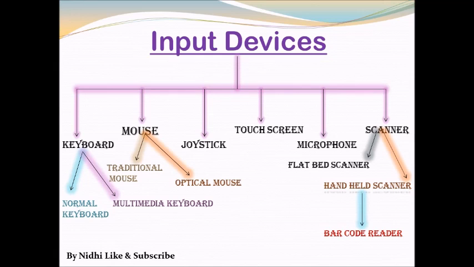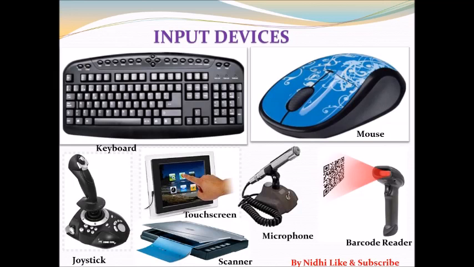Okay, so here you can see the pictures of input devices. Keyboard is given here, that is a multimedia keyboard. One mouse is given. Okay, and you will find a joystick here, and then scanner, microphone, barcode reader, and touch screen also.